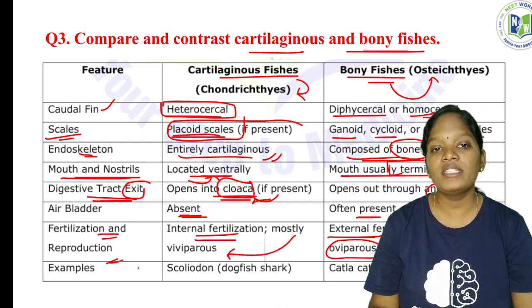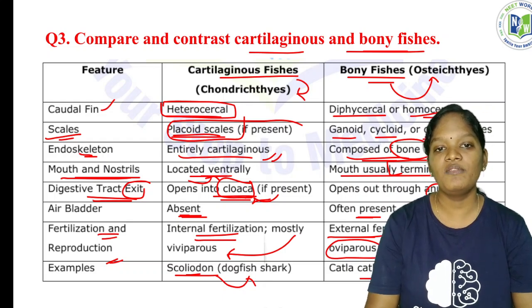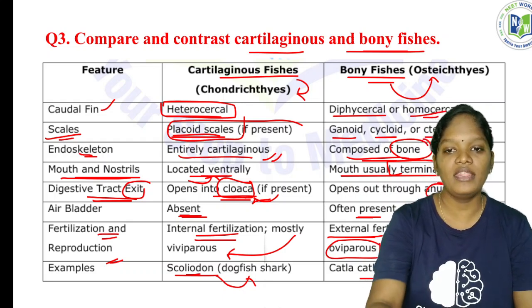And what will be the best example for cartilaginous fishes? That is Scoliodon, the dogfish shark. For bony fishes, Katla, an Indian carp. So these are the examples for cartilaginous fishes and bony fishes, and this is the basic important difference between them.